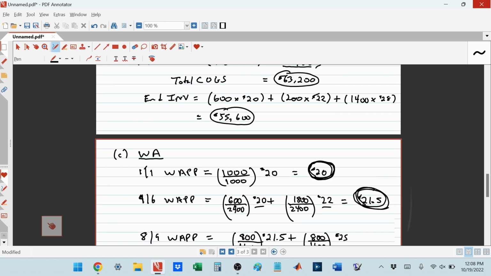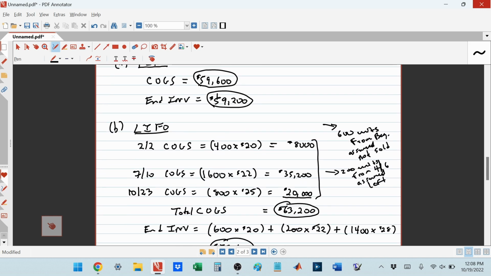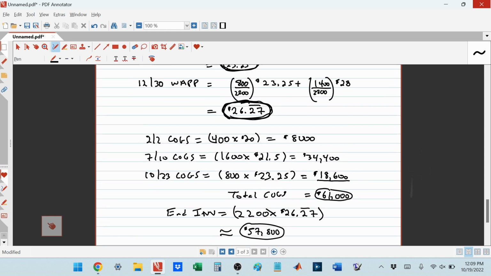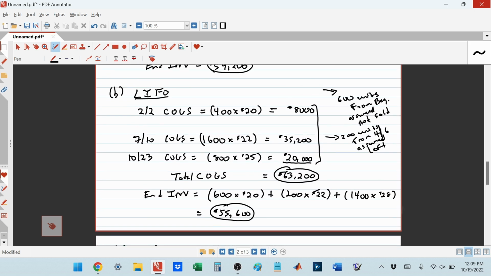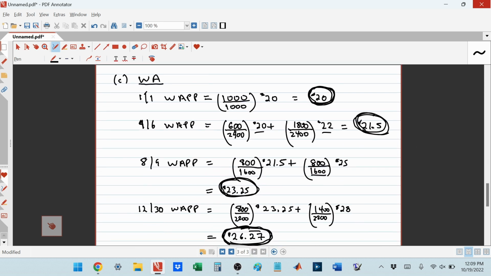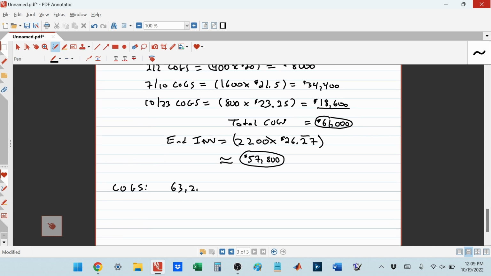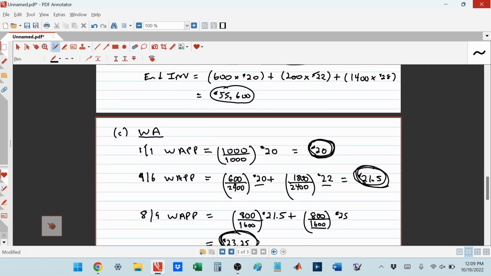All right, as we did with the periodic way, we checked that these inequalities hold. Those same inequalities should hold with the perpetual way. So first for COGS, our LIFO COGS should be greater than our weighted average, which should be greater than our FIFO. So our LIFO COGS is 63,200. Our weighted average COGS is 61,000. And our FIFO COGS was 59,600. So at least the inequality holds there.